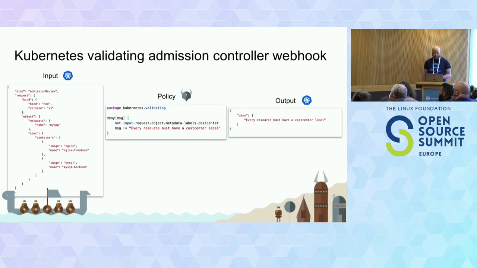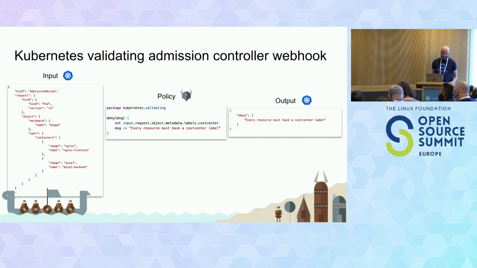And just to provide a very simplified example, if you remember from the demo here, we had an input, which was just a JSON file. And this is exactly what we'll get from the Kubernetes API server. In this case, it's going to be in the form of an admission review object.